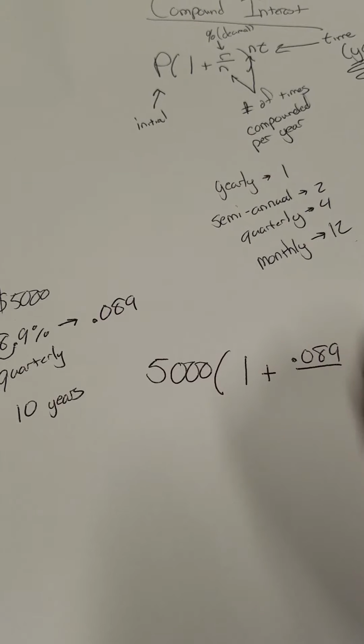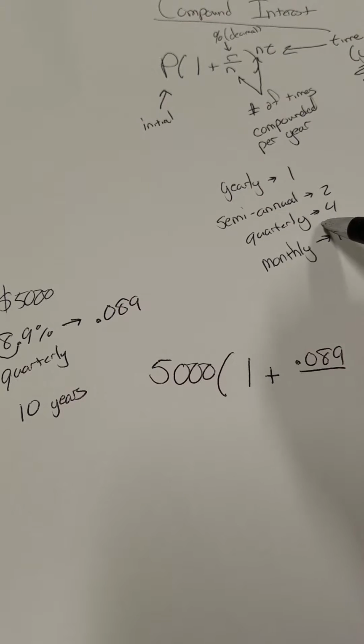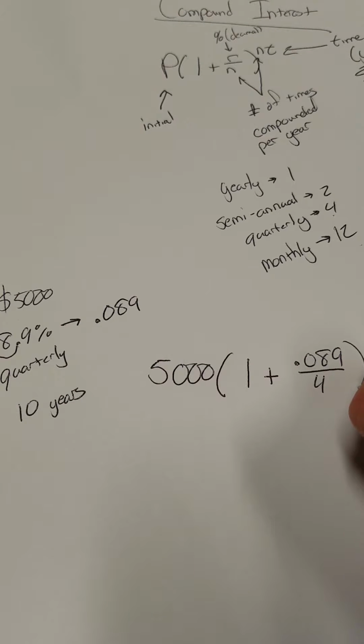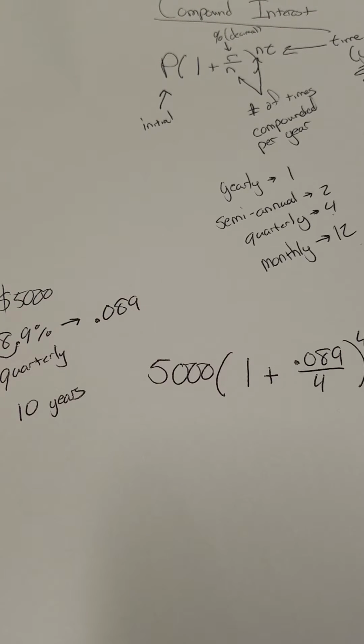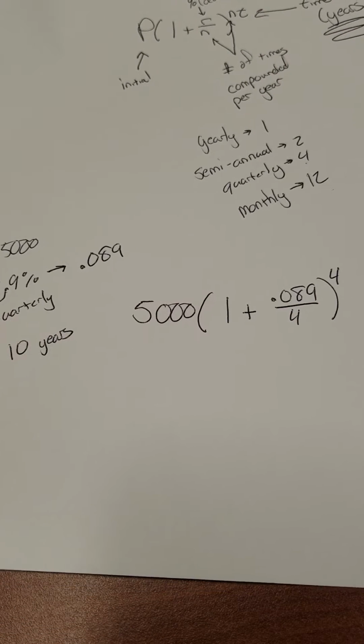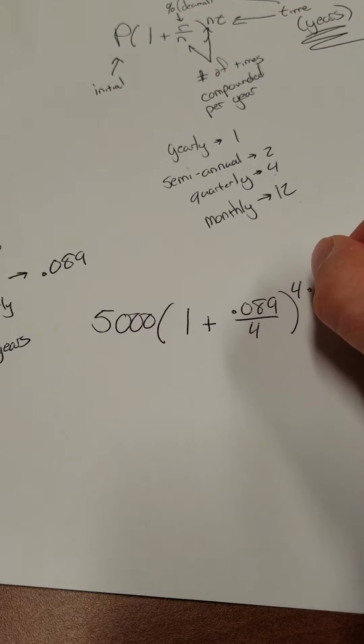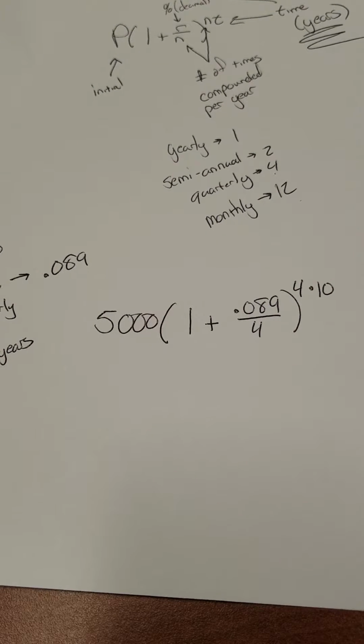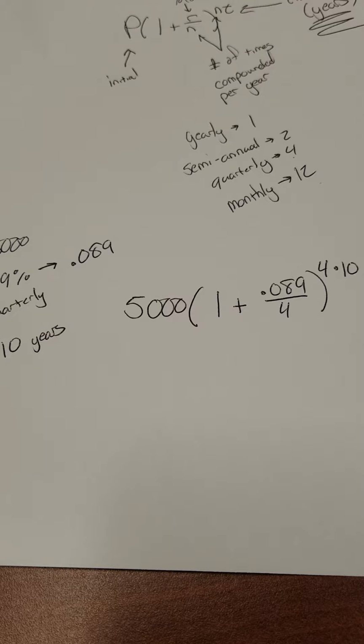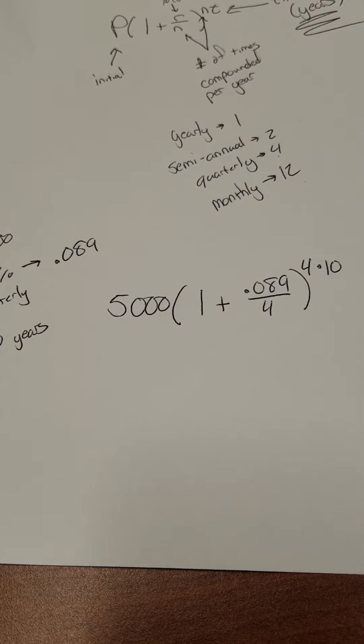0.089 divided by quarterly. Well, we look up here, look to your little cheat sheet. Quarterly is going to mean 4 times per year. And then 4 also goes in the exponent. Now it's going to happen for 10 years. So we put times 10. So most people can get to that step.